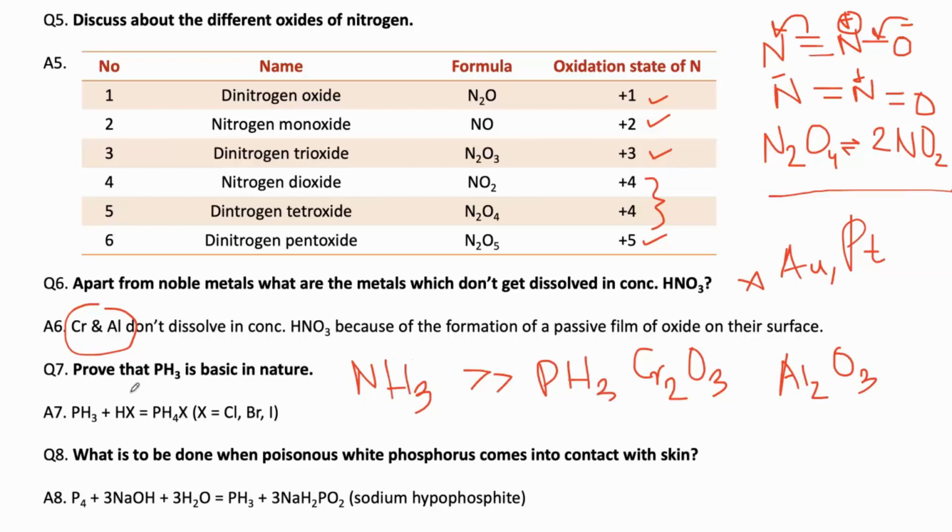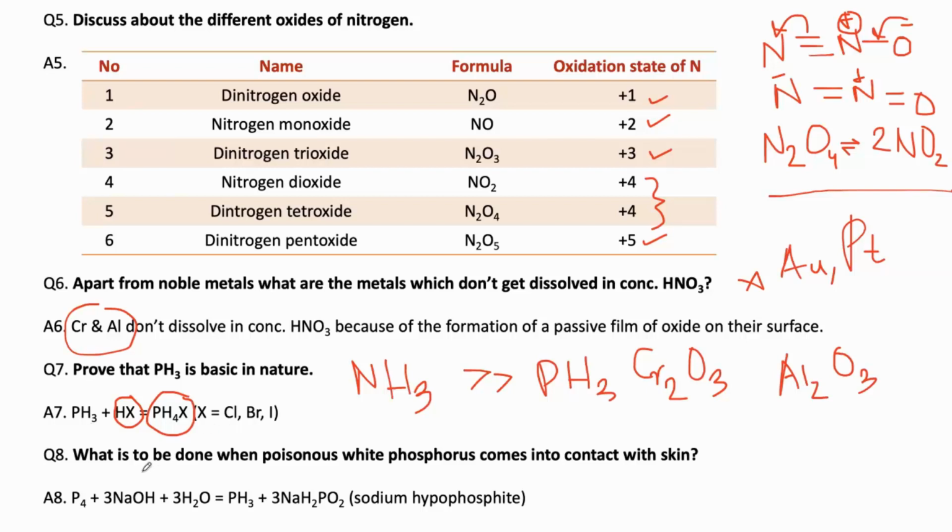So it actually reacts with halogen hydracids, which is HX, where X is Cl or Br or I, except fluorine. So when PH3 is reacted with HX, it forms PH4+, the phosphonium salt: phosphonium chloride or phosphonium bromide or phosphonium iodide. Since it reacts with acids to form a salt, that's why PH3 is basic in nature. So these reactions are proofs why PH3 has some basic character.